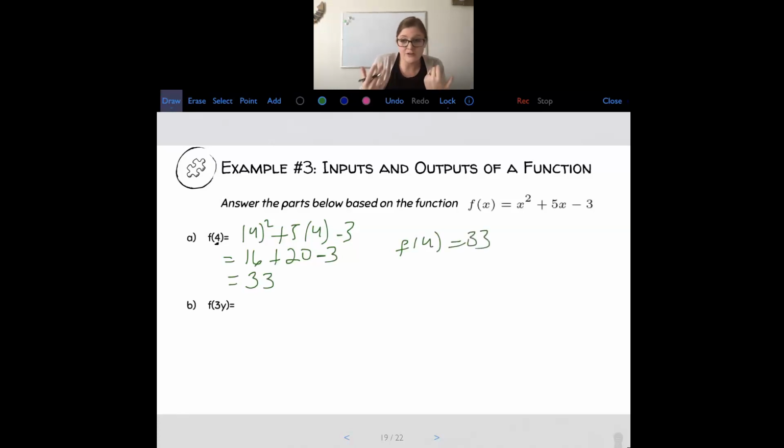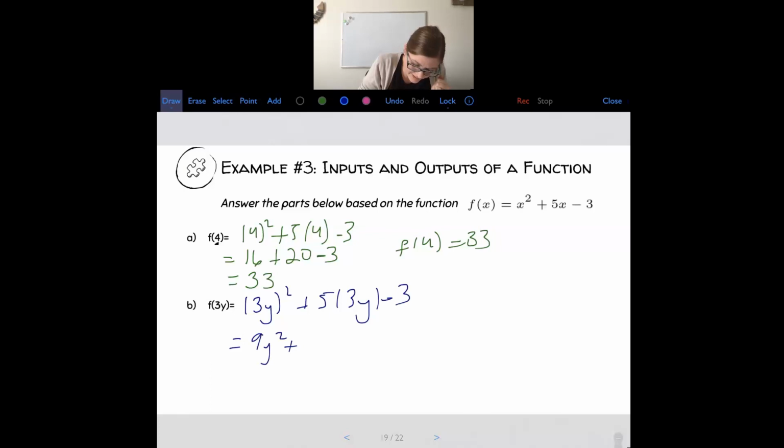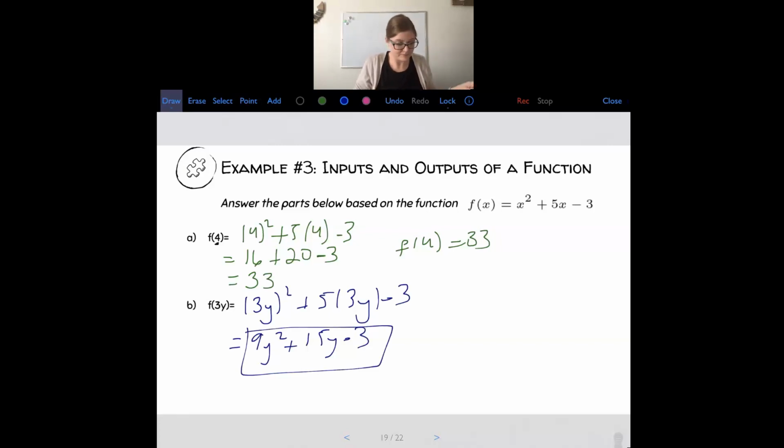You can also have different types of inputs rather than just numbers. So in part B, we'll input 3y in for every x. So f of 3y, again, put it in parentheses. We're squaring 3y in its entirety, plus 5 times 3y minus 3. So 3y squared, or 3y quantity squared, means 3y times 3y, which is 9y squared. 5 times 3y is 15y, and then we have minus 3. So this is our final answer.